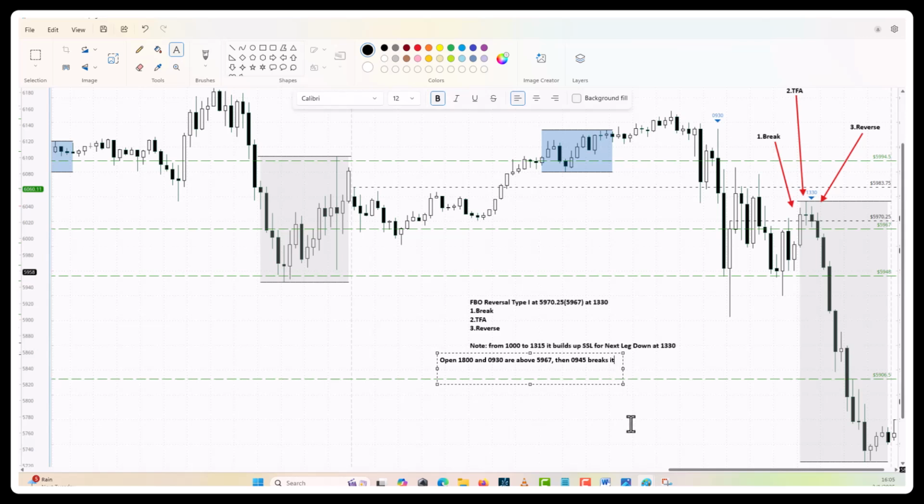Actually, let's do it like this. All right, open, and then from 10 o'clock to 1:15, the sell side liquidity is built up for the next leg down at exactly 1 p.m. right there. And let's make it, yeah, we want to do that. So we want to remove the note right here.